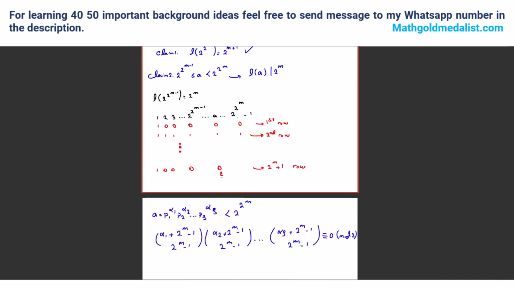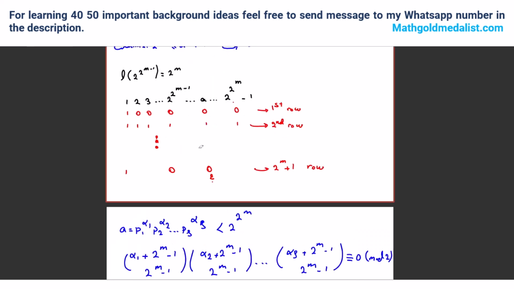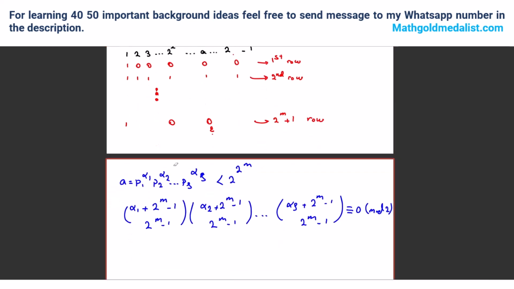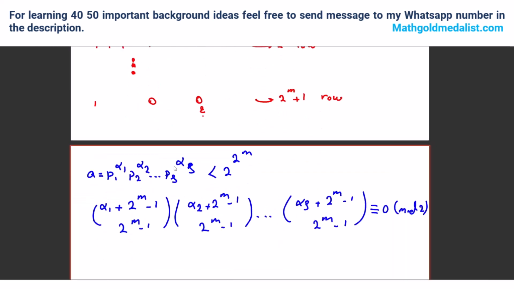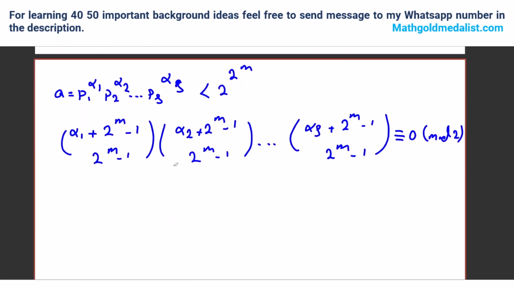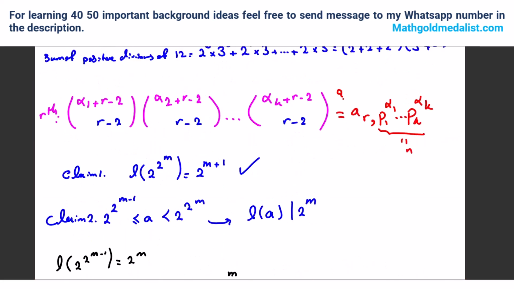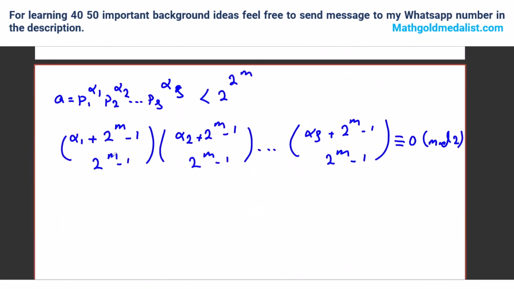So here also we can say it is not necessary. By claim 1, we know it is 0. But A is any number here, and we want to prove it is 0. And this one is 0 because of claim 1, right? Okay, so now we have only this condition: A is less than 2 to the 2 to the m, and we want to prove why it is 0 mod 2. Want to prove this part on your own or want a hint?